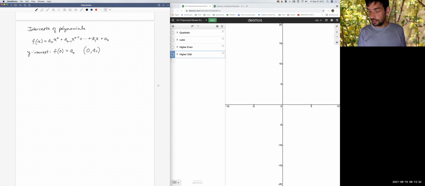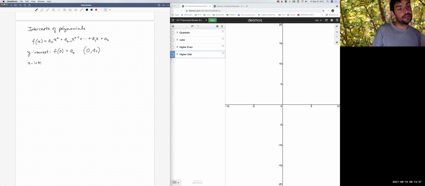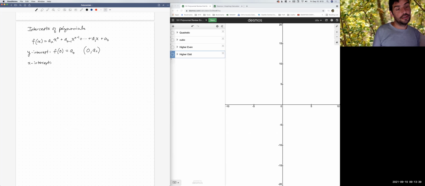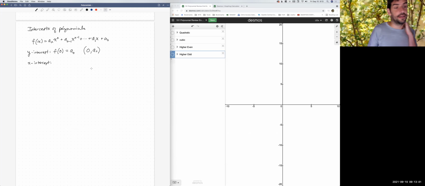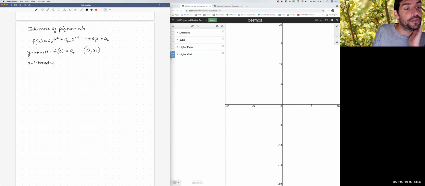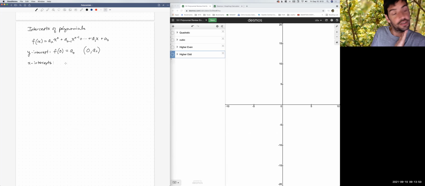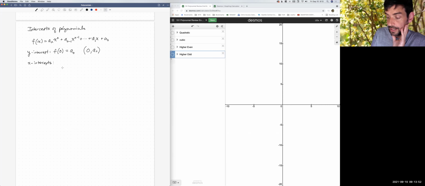Much more difficult, typically, is the x-intercept. The x-intercepts, I should say, there might be only one, but there could be more than one, depending on the kind of polynomial we have and what those constants are.